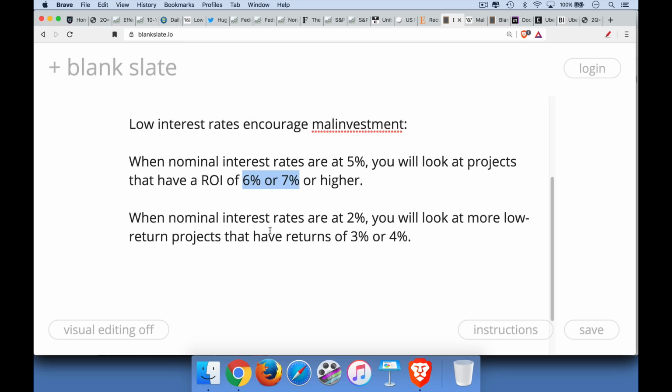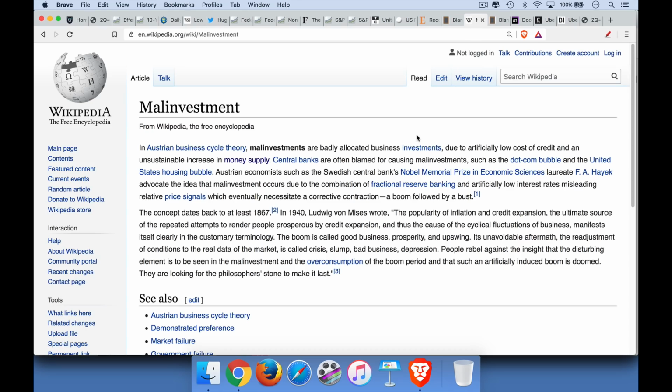But when you lower nominal interest rates, let's say interest rates are at 2%, you're a big business and you can borrow at 2%. It's very difficult for individuals, except for people like you, Henry, to borrow at these low rates. You'll look at just more low return investments that have a lower ROI that return maybe 3 or 4%. And these tend not to be things that really move the needle for the economy. You end up with a lot of investments, which we're going to talk about in 1 second, investments like Uber and WeWork and these crazy things that we've been seeing. So I'll link to this Wikipedia article on malinvestments and what Mises had to say about it.